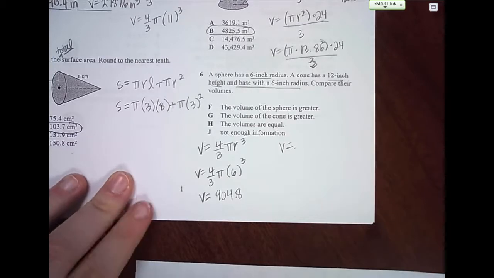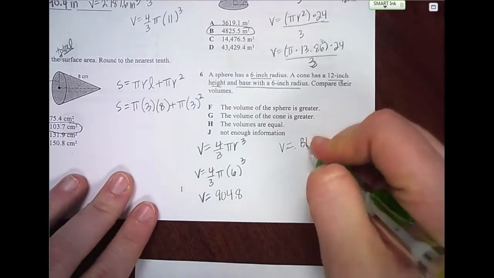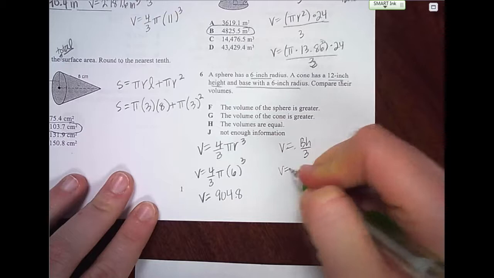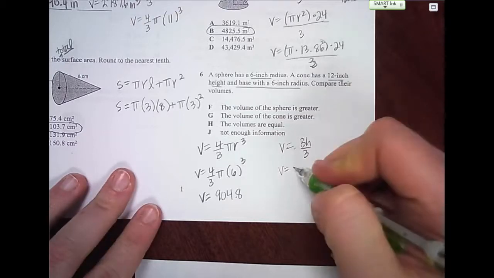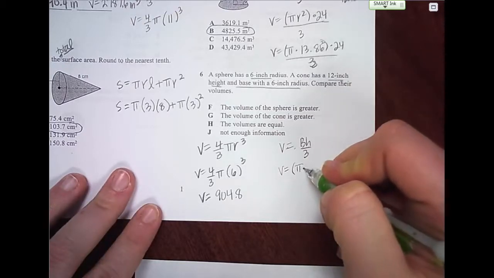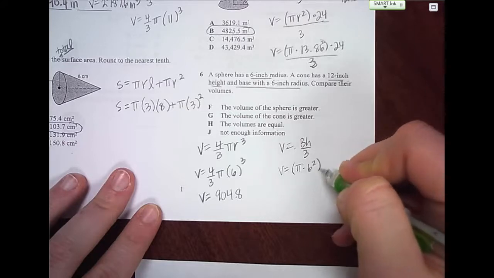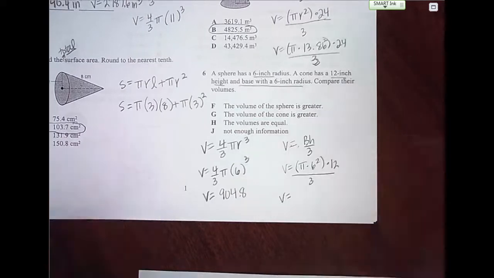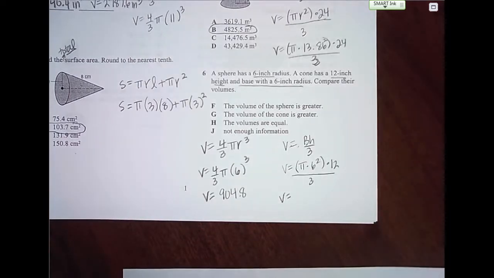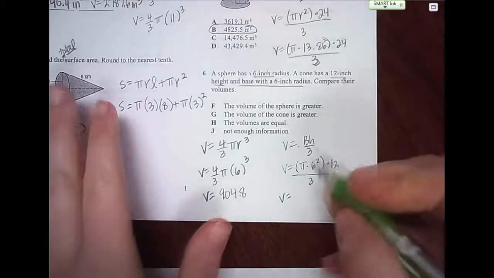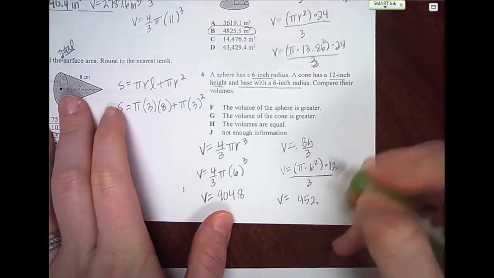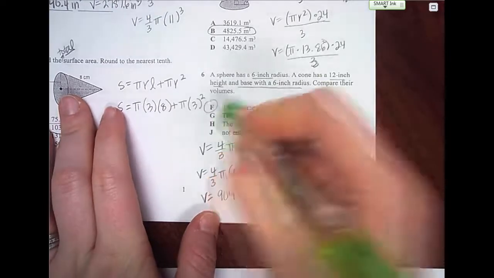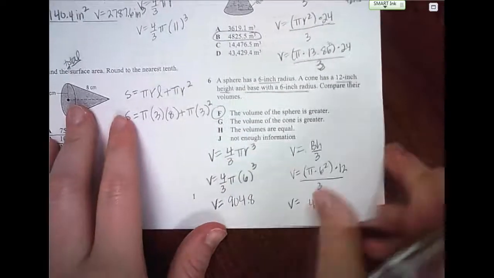So volume of a cone is base times height divided by 3. So the base is a circle, pi r squared, so pi times 6 squared, times the height, which is 12, divided by 3. So again, I'm going to put that in my calculator. And I got 452. So the sphere is greater. All right, moving right along.